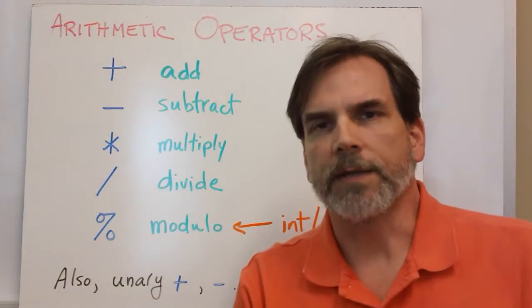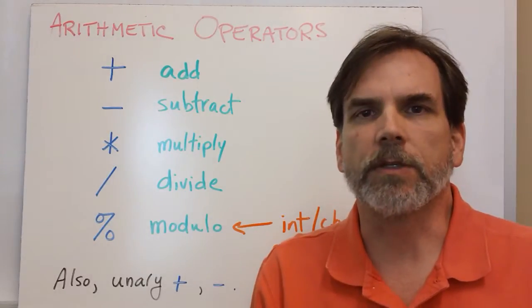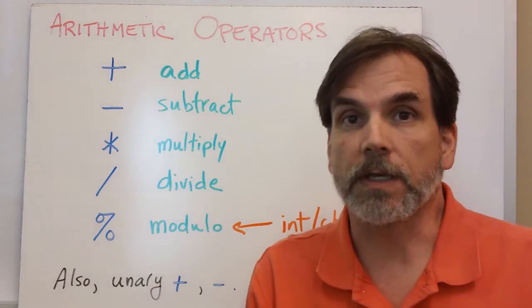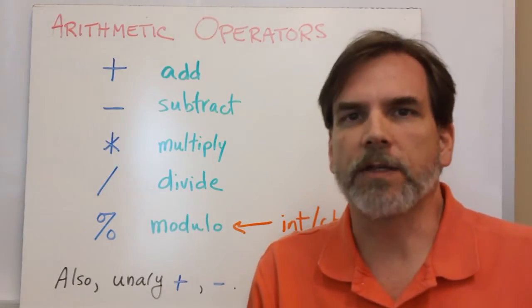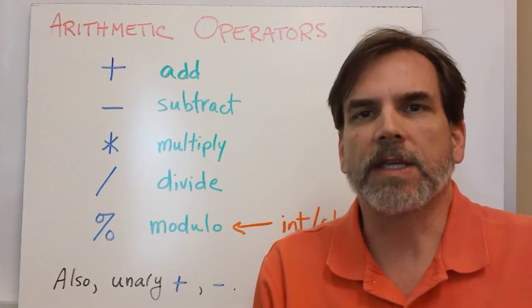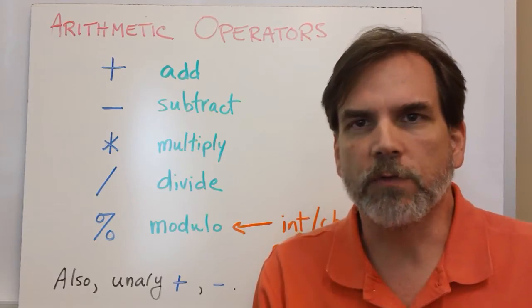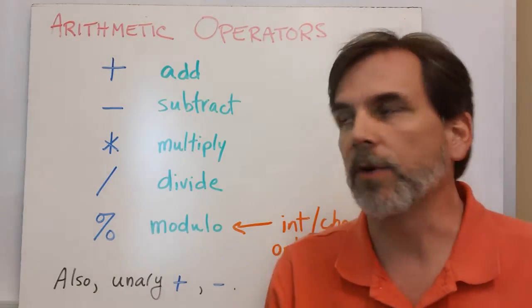In order to combine literal values and variables into more complicated expressions and to transform them, we use operators. An operator takes some number of values, usually 2, those are the operands, and combines them together in some way to compute a new value. So I'm going to first talk about the arithmetic operators.